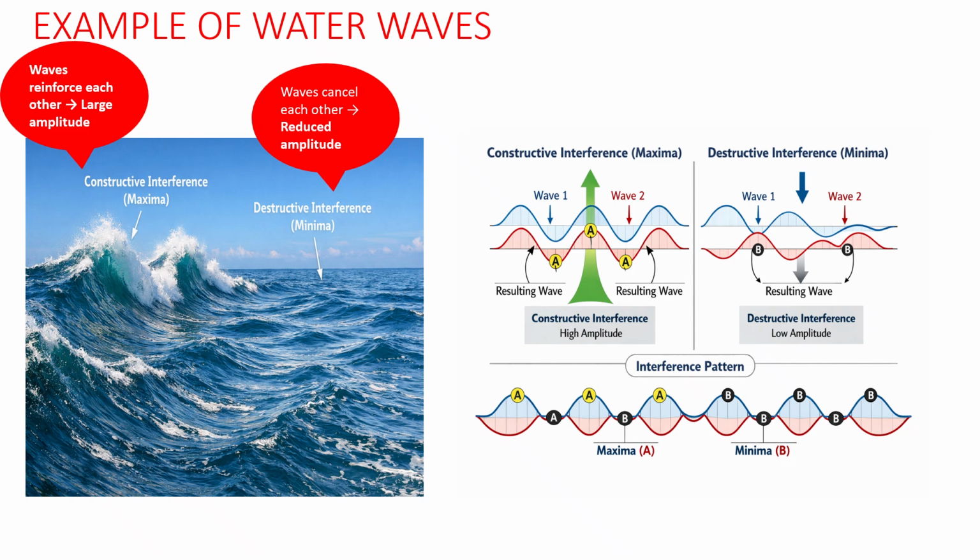Whenever one wave is at a height and the other is at its lowest, they cancel each other out. So this type of node you can see: one is at higher energy and one is at zero energy. The higher energy is called maxima, and the cancelling-out waves produce minima, meaning there is no intensity at that point.